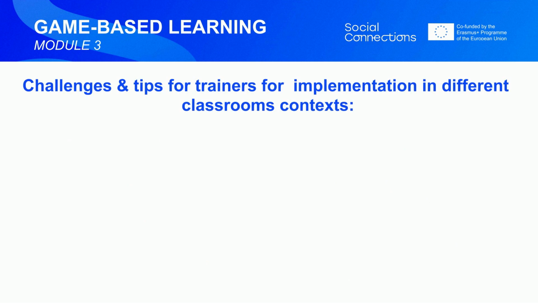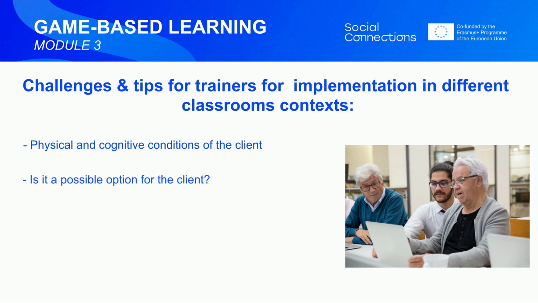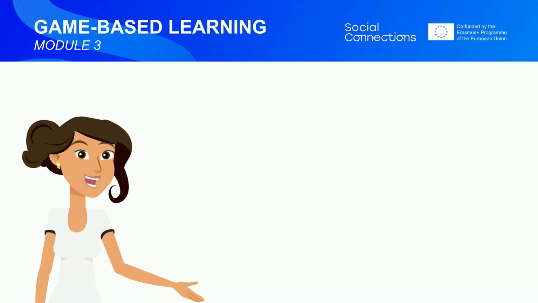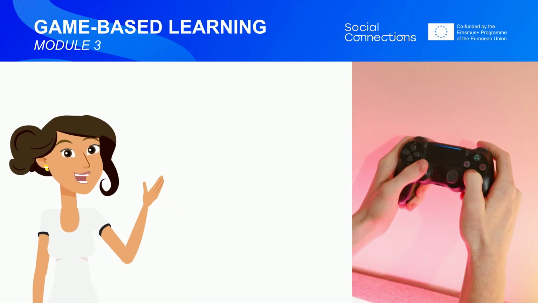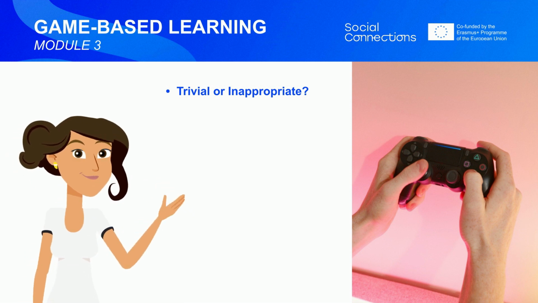Social workers have to keep in mind the physical and cognitive conditions of the client when choosing a game. It has to be appropriate to their abilities. Before proposing a digital form of work, social workers should make sure it is a possible option for a client by asking them: does the user have access to the computer, tablet, or smartphone needed, or is it an acceptable form of help for the client? Make sure that the client doesn't find this approach trivial or inappropriate in the context of his or her problems.